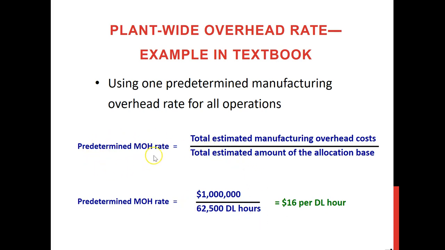To calculate the predetermined overhead rate, you need to use the total estimated manufacturing overhead cost, and then divide it by the total estimated amount of the allocation base. For example, this is what we did last week. Their total estimated manufacturing overhead cost is 1 million and the total amount of the allocation base is 62,500 direct labor hours. So their predetermined overhead rate becomes $16 per direct labor hour.